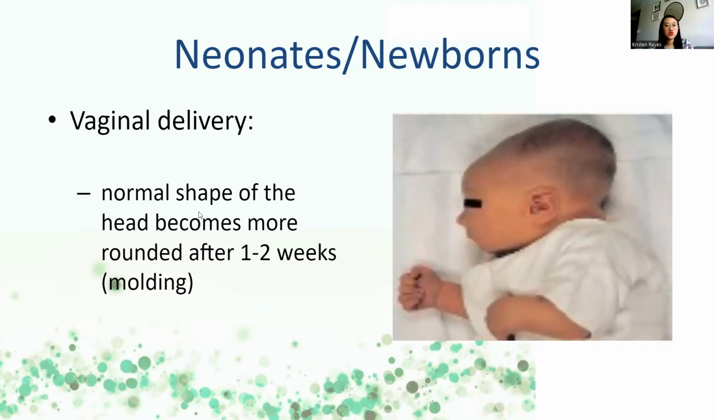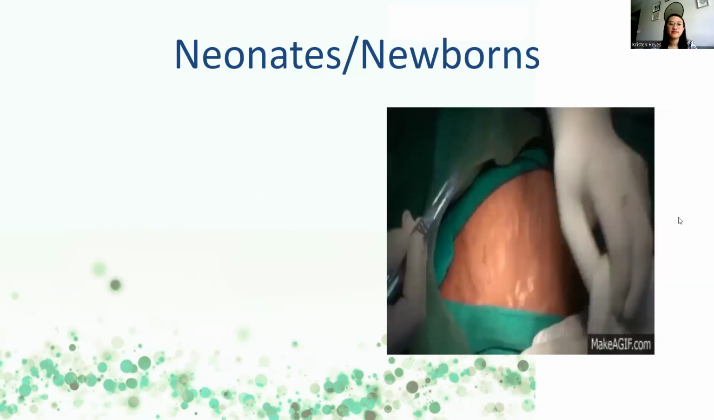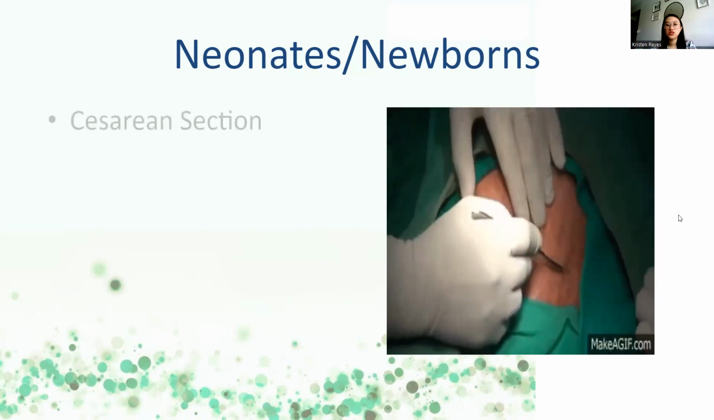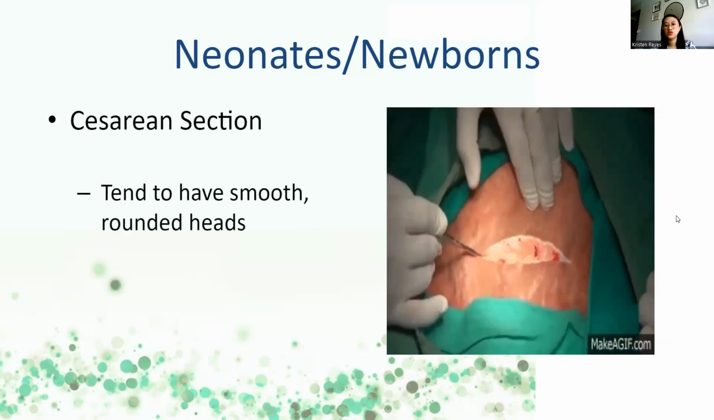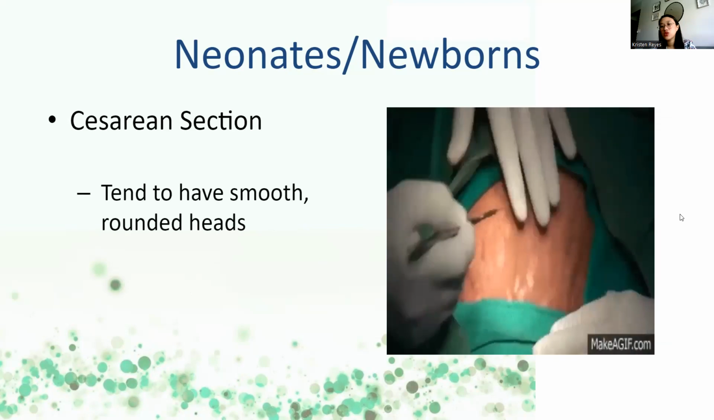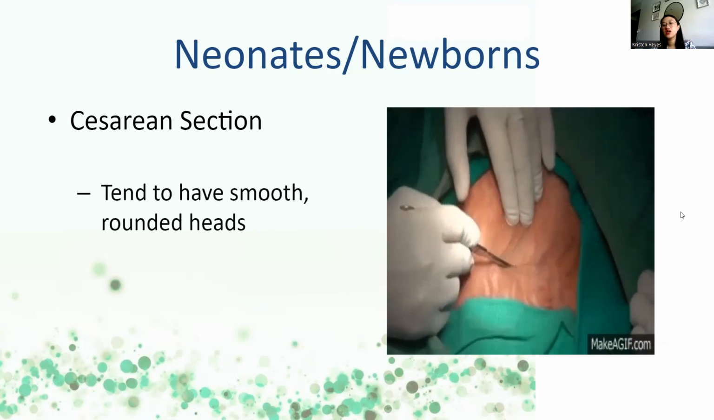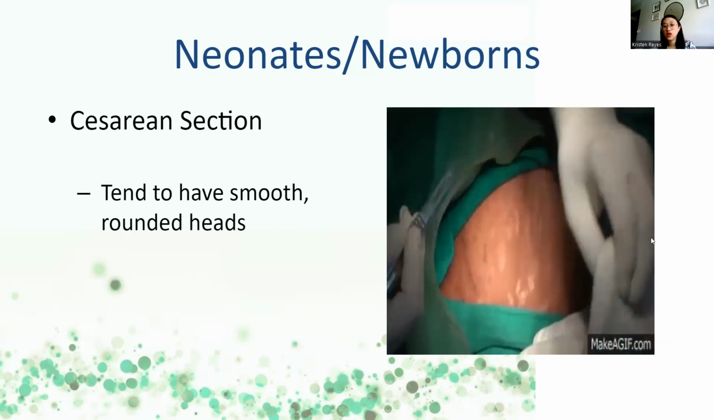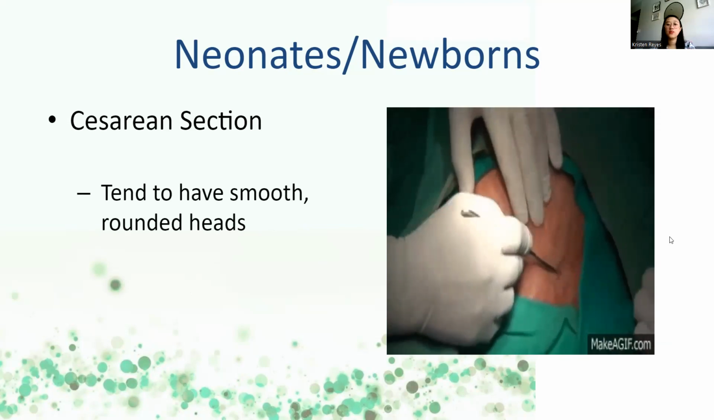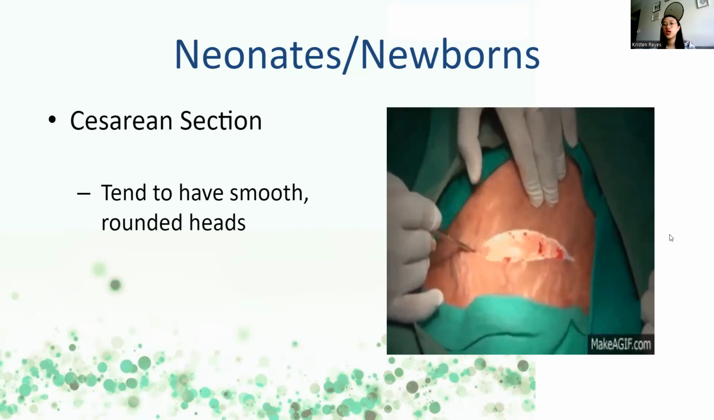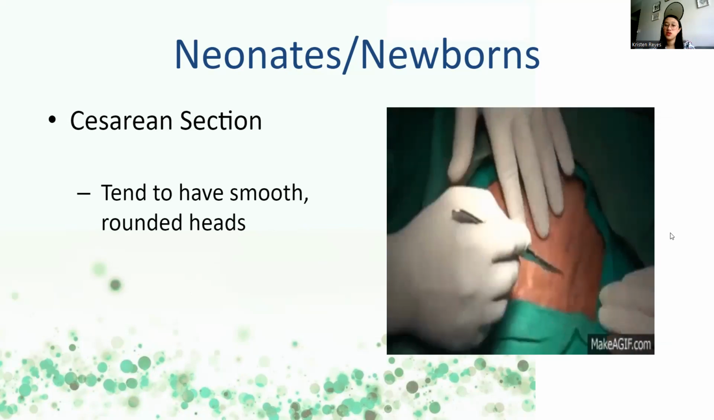Okay? So normal shape of the head becomes more rounded after 1 to 2 weeks. Meaning, after 1 to 2 weeks, babalik din yan sa normal. Okay? So of course, in cesarean section, kasi hindi naman dumaan si baby sa masikip na vaginal canal, so normal ang head ni baby. Okay? Kapag CS yung way of delivering the baby.